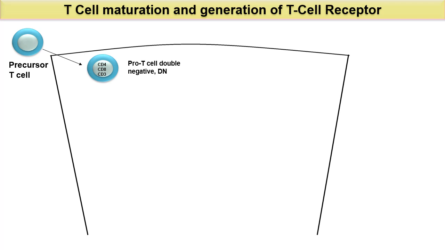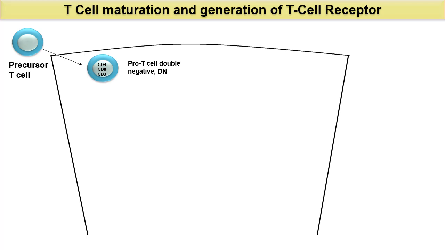Double positive means CD4 and CD8 plus, and negative refers to absent, hence double negative. Another protein I would like to mention is CD3, that is cluster of differentiation 3, which is involved in activating both the CD8 and CD4 plus cells. The CD3 protein is also not expressed on the outside. They are still inside of the cell. Now we term this cell as pro-T cell double negative.